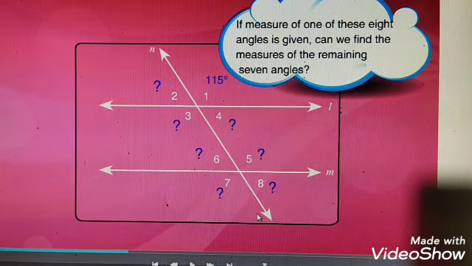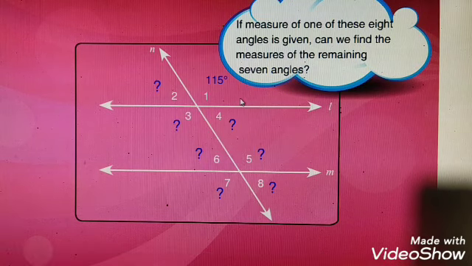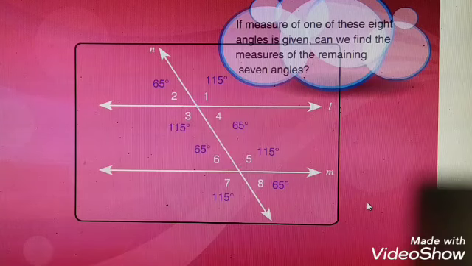Now think and say, if the measure of one of these 8 angles is given, can we find the measure of the remaining 7 angles? Here you can see the first angle is given, that is 115 degrees. Yes, you can find all 7 angles if any one of the angles is given. Okay, now let's see how to find the remaining 7 angles.